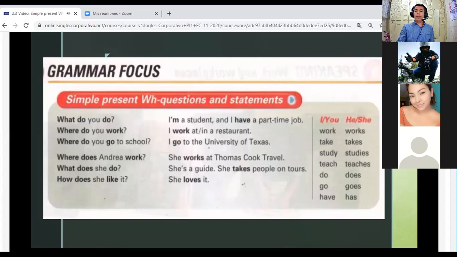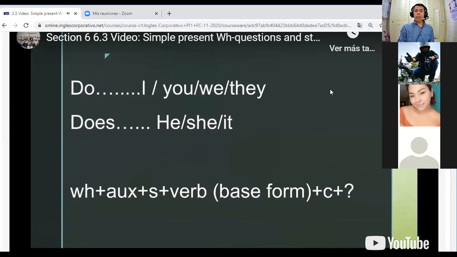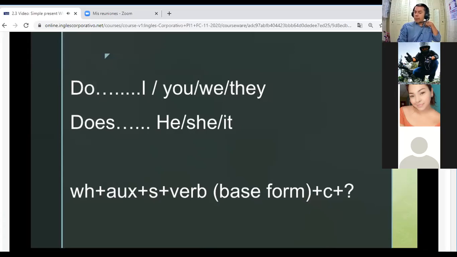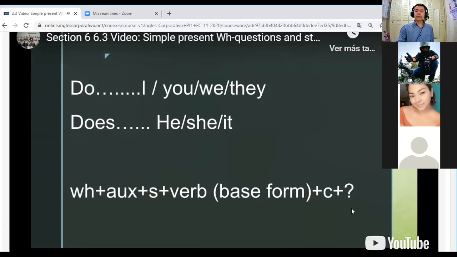Now that you have watched the video, I'm sure you noticed the changes on the verbs when talking in third person singular. For example, we say, I, you work; he, she works; I, you take; he, she takes. This inflection happens only in third person singular affirmative sentences. Also, take note that when we ask any type of question in simple present, as in this case we're using WH question words, we must use the auxiliary do for I, you, we, they, and does for he, she, it. When we put everything together, this is how the structure will look: WH question word, plus auxiliary, plus the subject, plus the verb in its base form, plus complement, plus question mark. Now what I want you to do is to type in a WH simple present question in our discussion box.